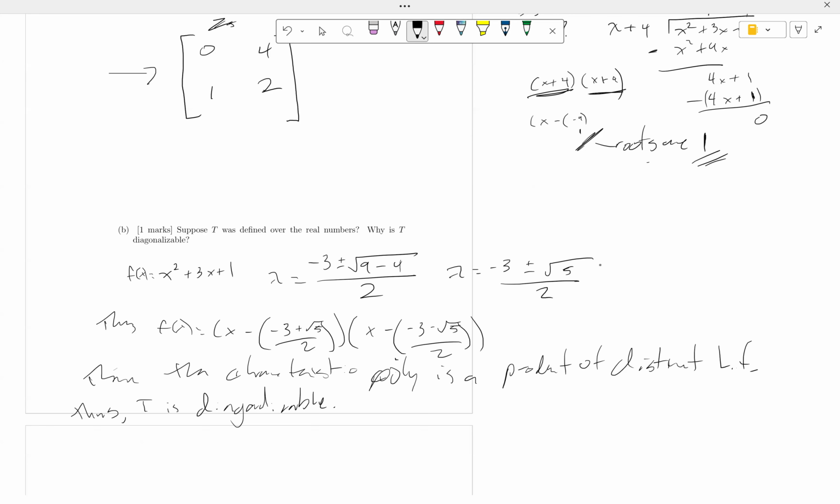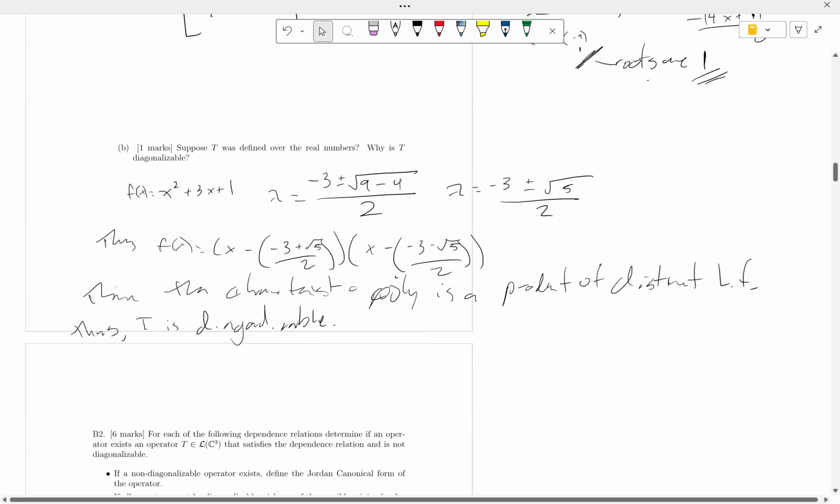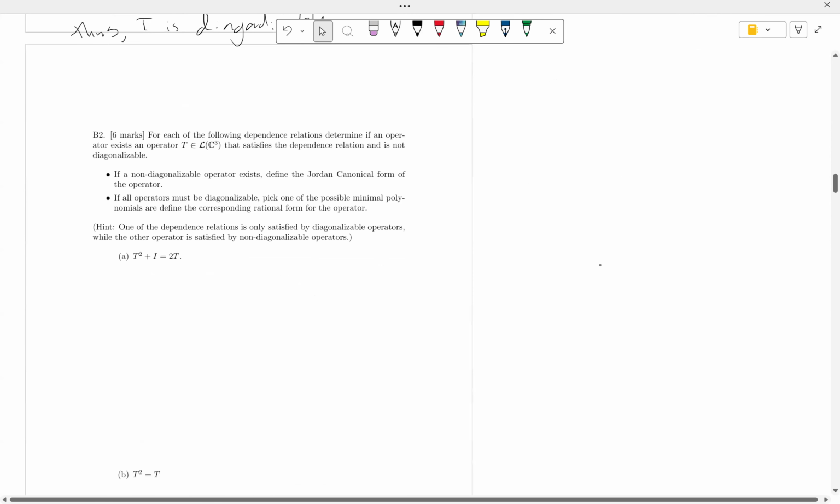This is one of the theories we could use. Another theory we could use is the minimal polynomial has to equal the characteristic polynomial, and the minimal polynomial is a product of distinct linear factors. You could show that there has to be an eigenvector for each eigenvalue. So there has to be a basis of eigenvectors. There's a bunch of different arguments you can make. As long as you have a valid argument, that's all that we're looking for.